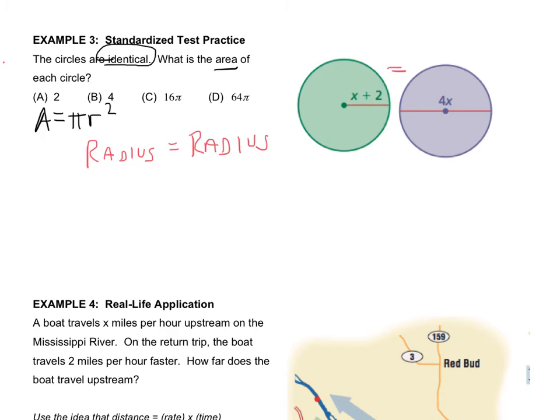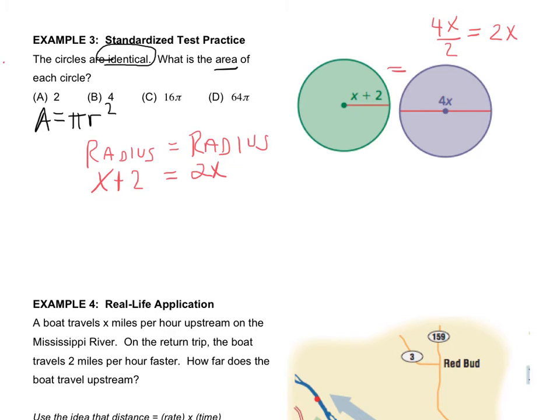So the radius of the green is x plus 2. Well, the radius of the purple one, so far we only have the diameter, but we know the diameter is cut in half to become the radius. It's 2 times the radius. So if I was to take 4x and divide it by 2, I would now have the radius. 4x divided by 2 is 2x. So there's the equation I want to work with. I'm comparing the radii of the two circles to find out what is this x value. Because if we have the x value, then we can figure out what is the area.